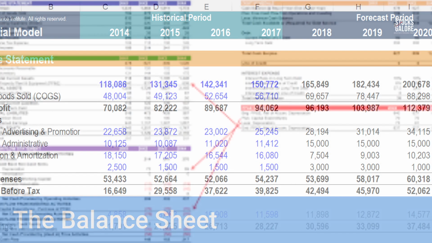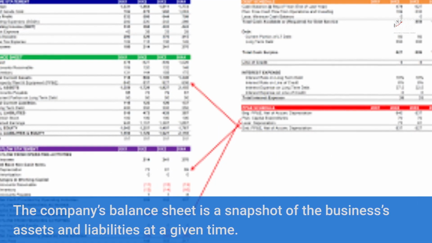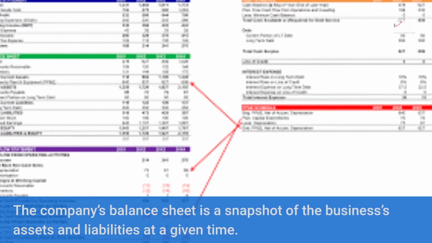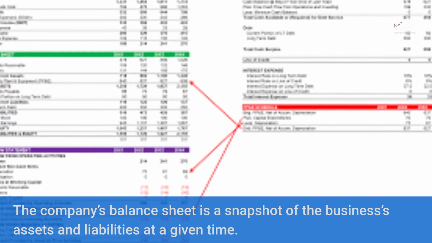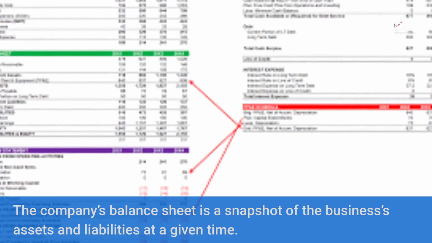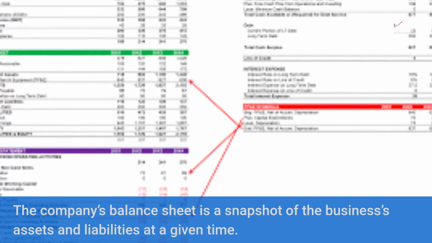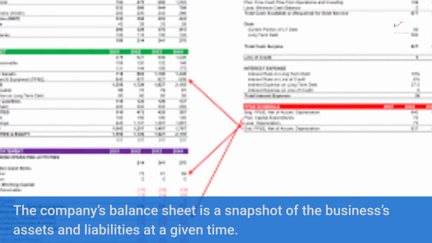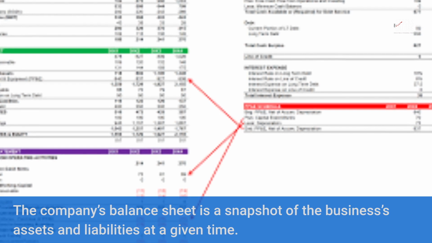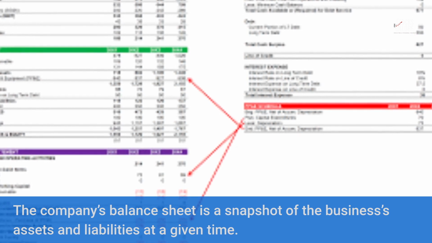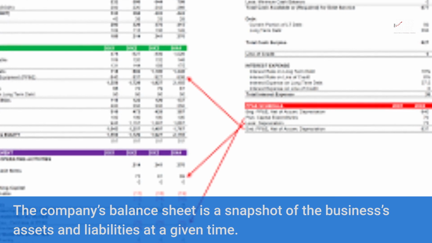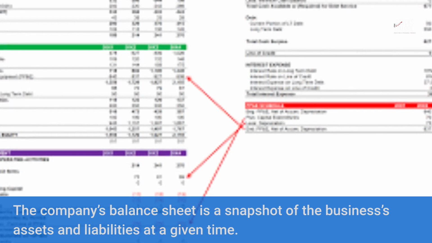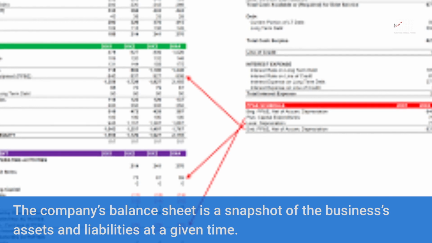The balance sheet. The company's balance sheet is a snapshot of the business's assets and liabilities at a given time. It also includes a list of all the company's equity shares called shareholders' equity, which reflects the value that shareholders have invested in the company, as well as any additional funds they may have put in during the year. A balance sheet is usually presented with a list of assets and liabilities on one side and a list of owners' equity on the other. It is often considered as an important measurement of the financial condition of a business.